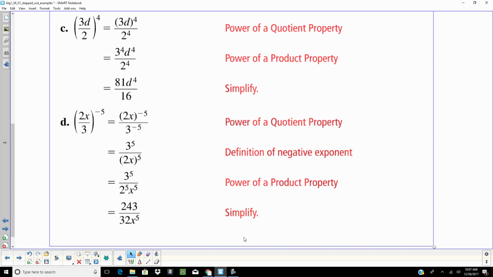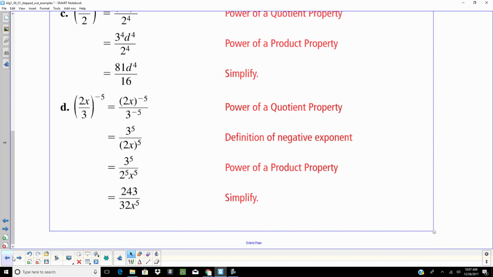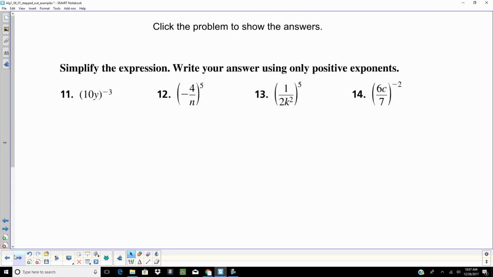You want to keep that as a fraction. Don't use your calculator and divide those 2 numbers. We want to keep it exact. All right, why don't you hit pause, try these 4 on your own, and check and see how you did.